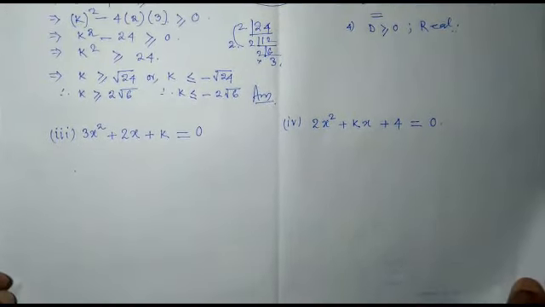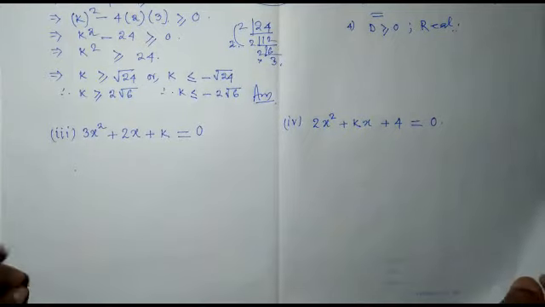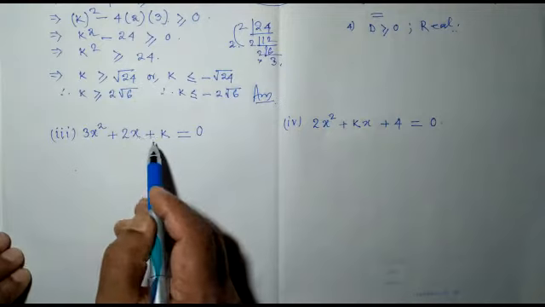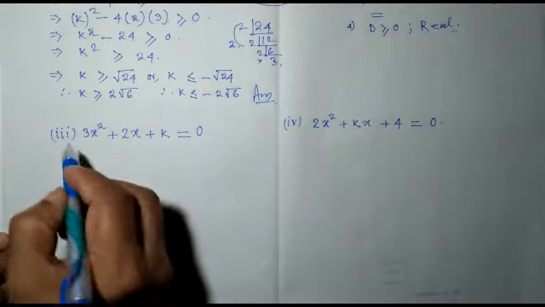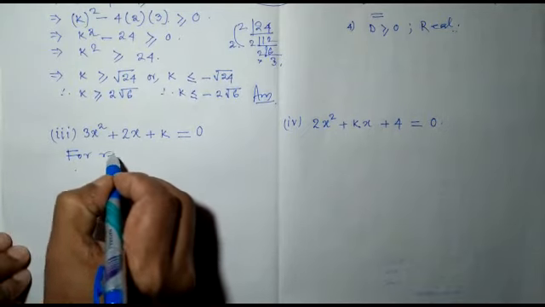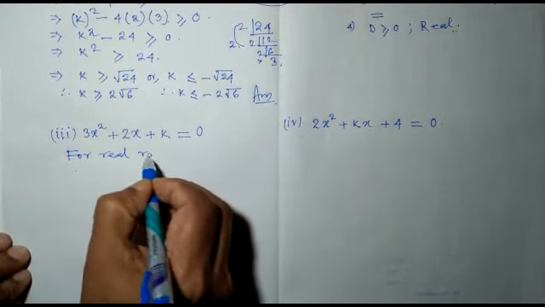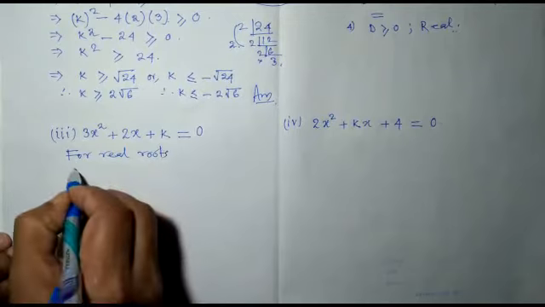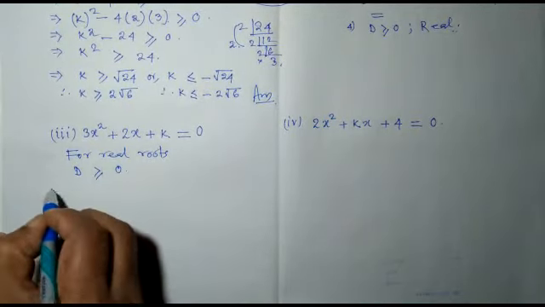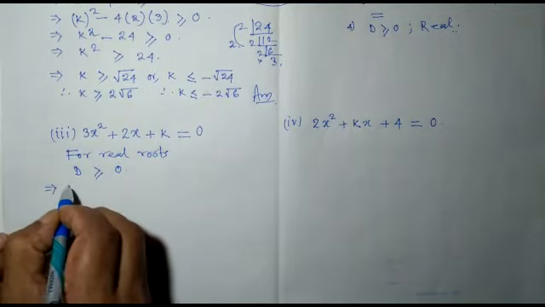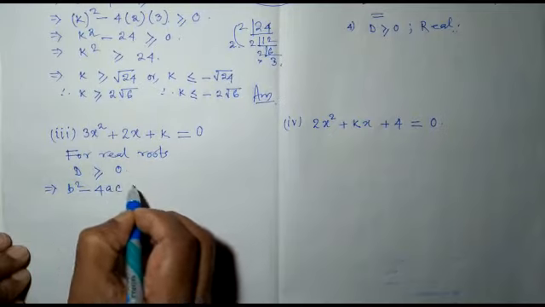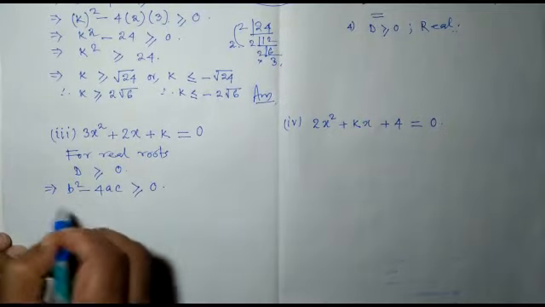For question number 3, same condition. Find the values of k for which the equation has real roots. So we write the condition for real roots. What is the condition? D should be greater than or equal to 0. And then what is the formula for D? b square minus 4ac greater than or equal to 0.